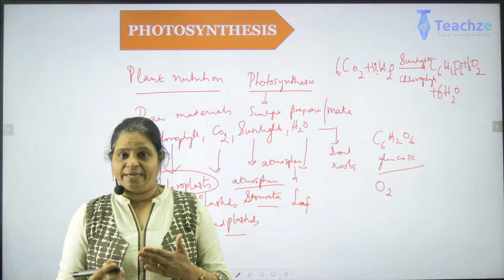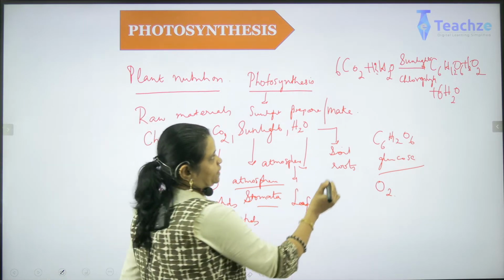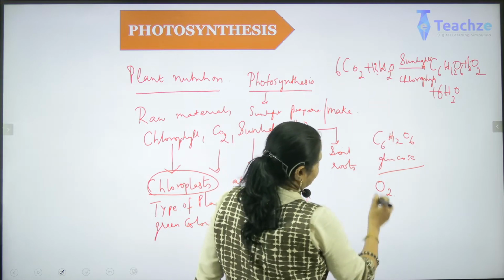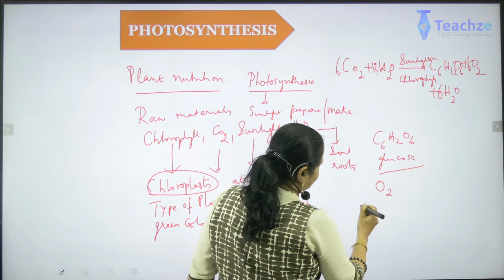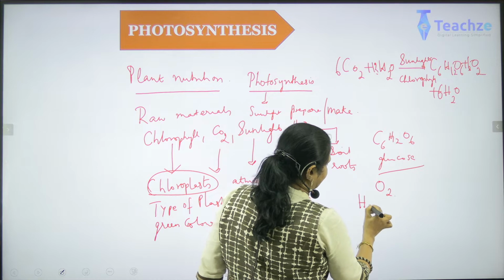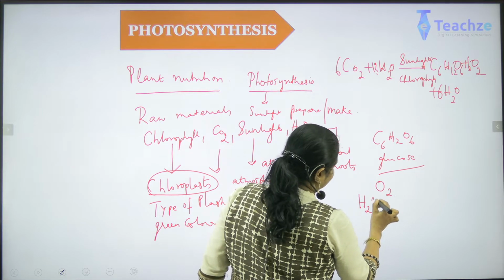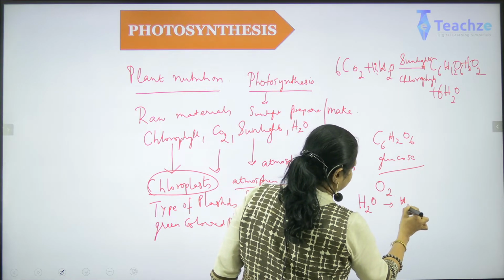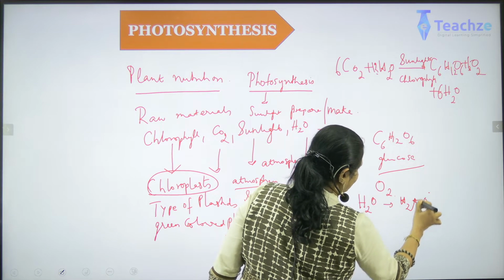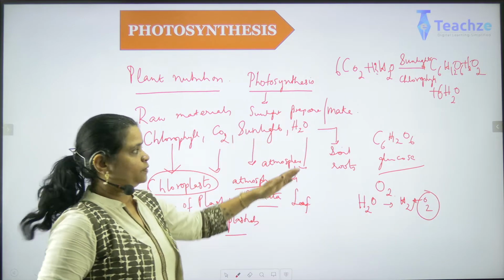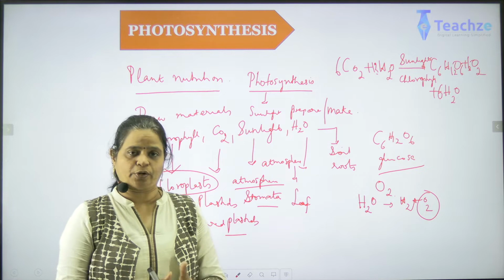If you want to understand how the oxygen comes out, remember, oxygen doesn't come from carbon dioxide. It comes from the splitting of the water molecule. So the water splits into hydrogen and oxygen, and that's how you get oxygen from photosynthesis as a byproduct.